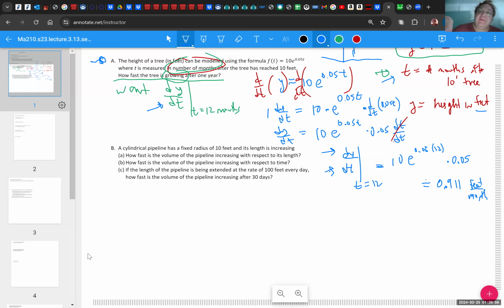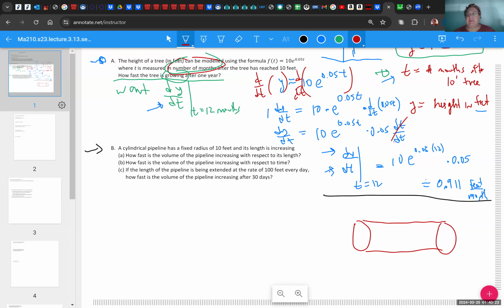All right, so the next example we have here is a cylindrical pipeline. It has a fixed radius of 10 feet, and its length is increasing. So depending on your sort of visualization and your geometry, this one you might want to draw a picture of. I do have a cylinder. I don't know how to draw a cylinder, but it's kind of like a couple circles connected like that. So that's kind of like a cylinder. You get the idea. It has a fixed radius of 10 feet. So this thing right here is 10 feet, the radius from here to here.